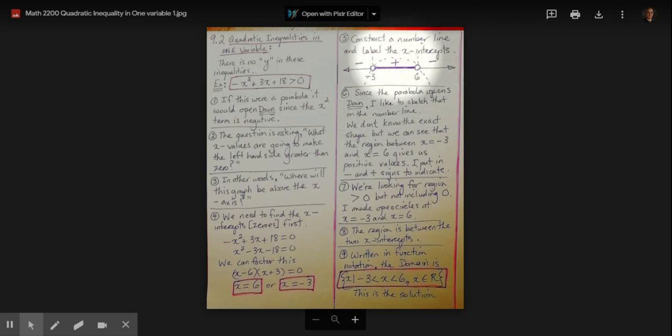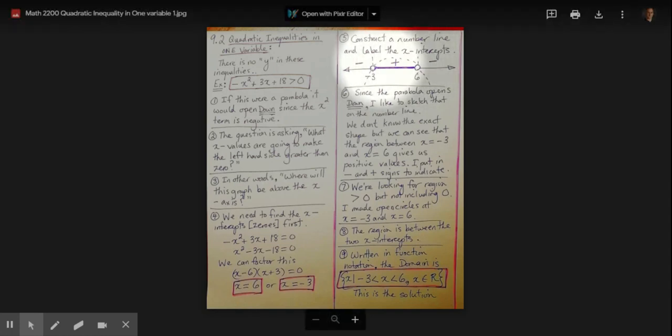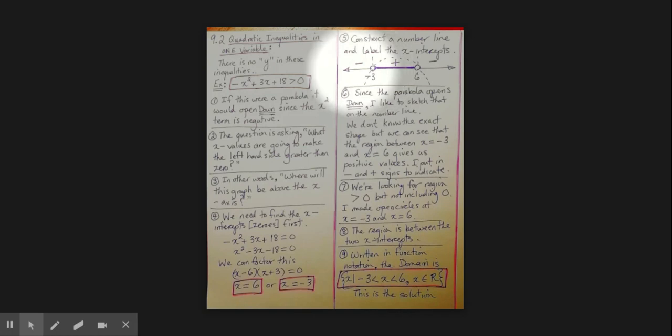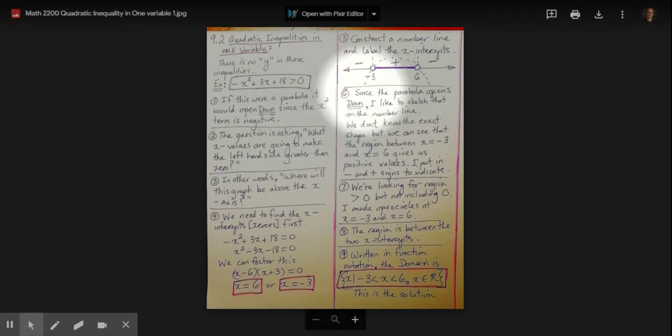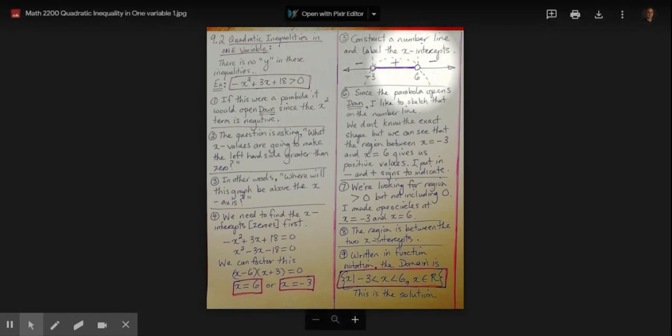We don't need to know the exact shape, but we do know that the portion of the graph between -3 and 6 is going to be above the x-axis. It's going to return positive results. If you plug in values for x that are less than -3, they will generate negative answers. If you plug in values for x that are greater than 6, they will generate negative answers. So the only region that generates positive answers, in other words, answers greater than 0, are between -3 and 6.